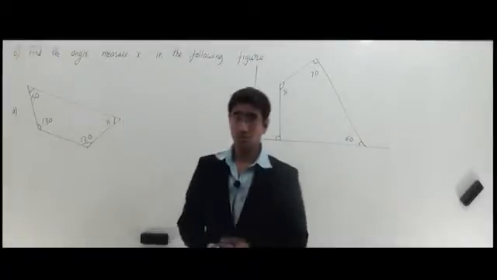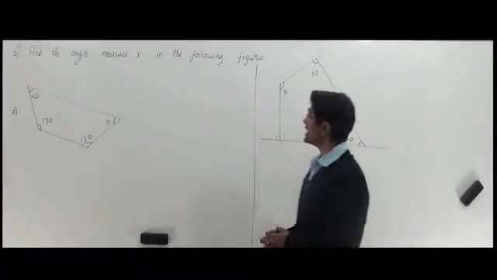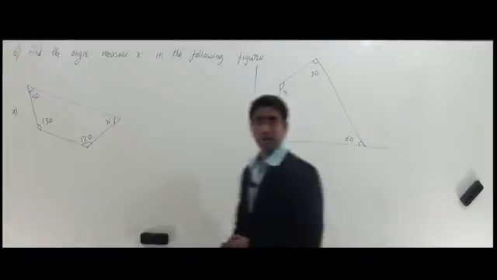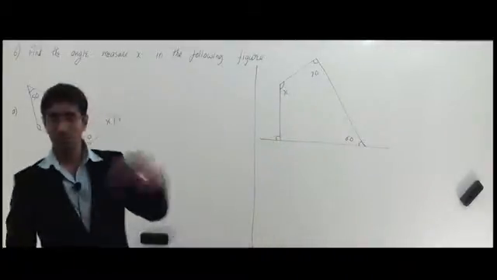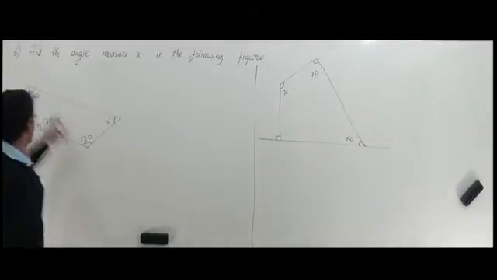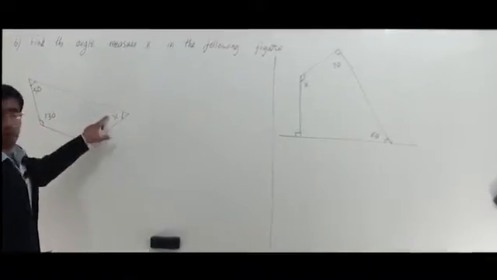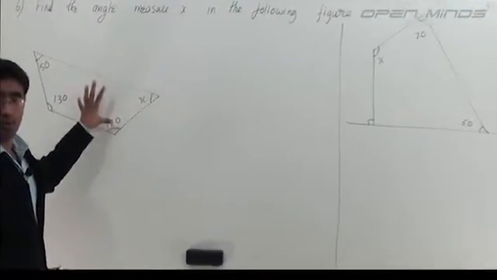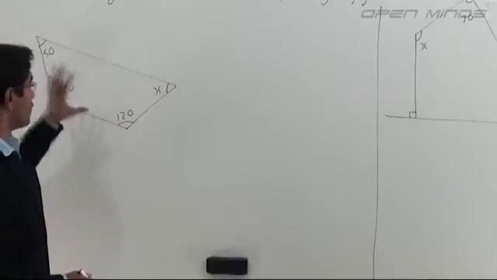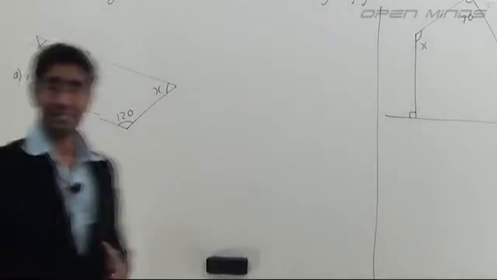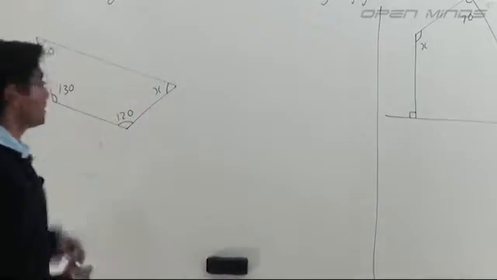Now let's work the sixth problem here. It says find the angle measure x in the following figure. One property we know from all these videos before is that if you add all the angles in a quadrilateral, that is a four-sided figure, the sum is always 360 degrees. And we see that this is a quadrilateral, right?